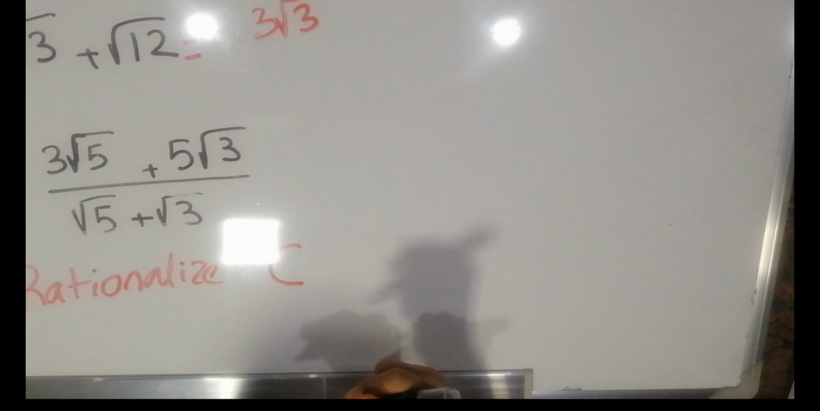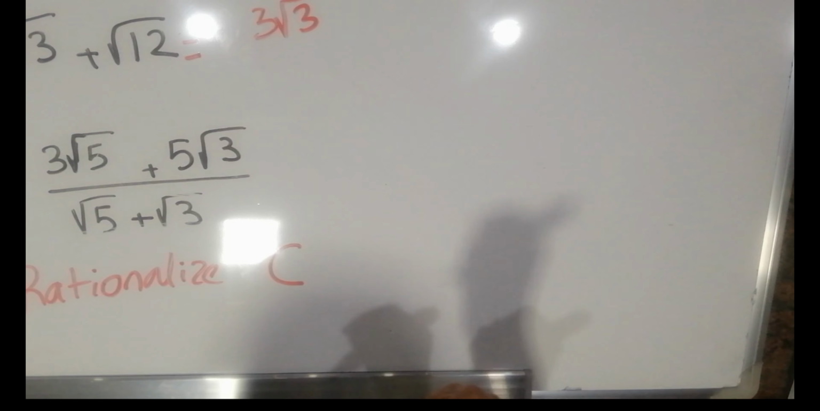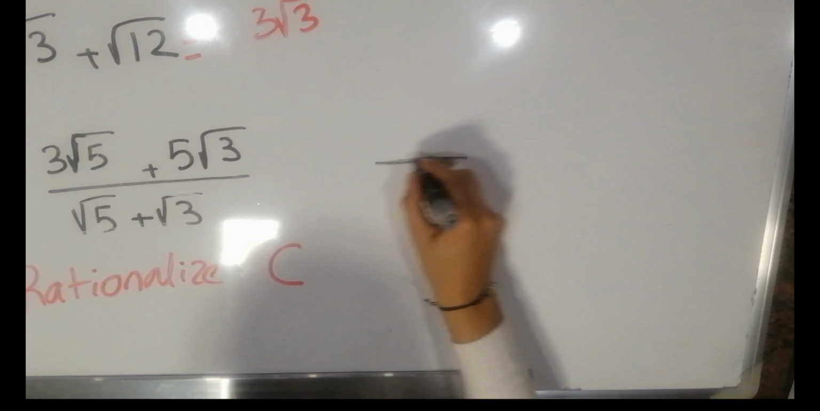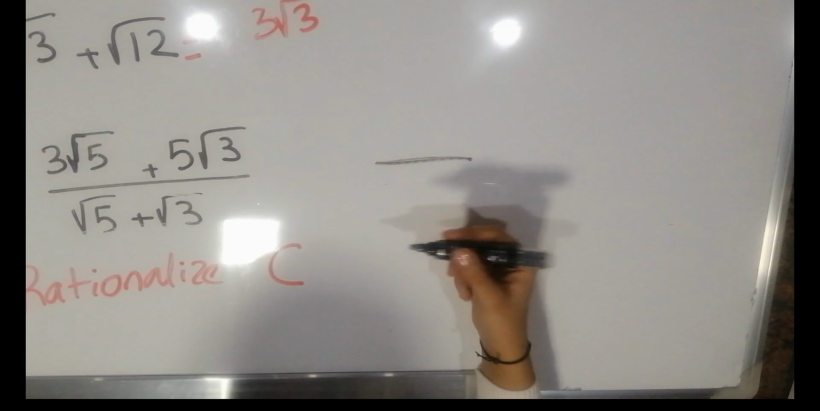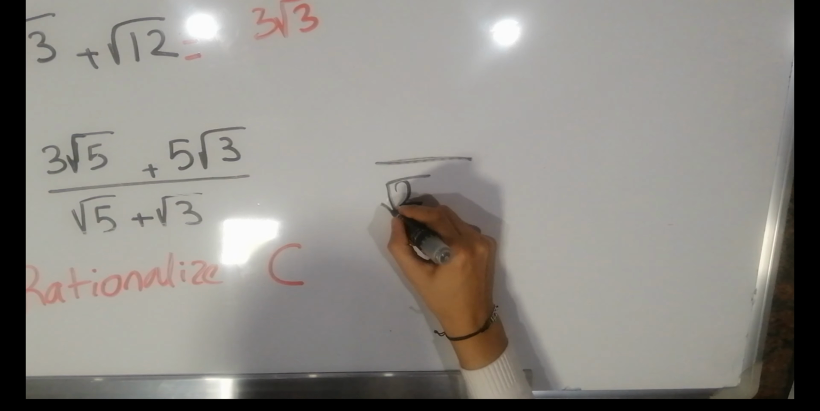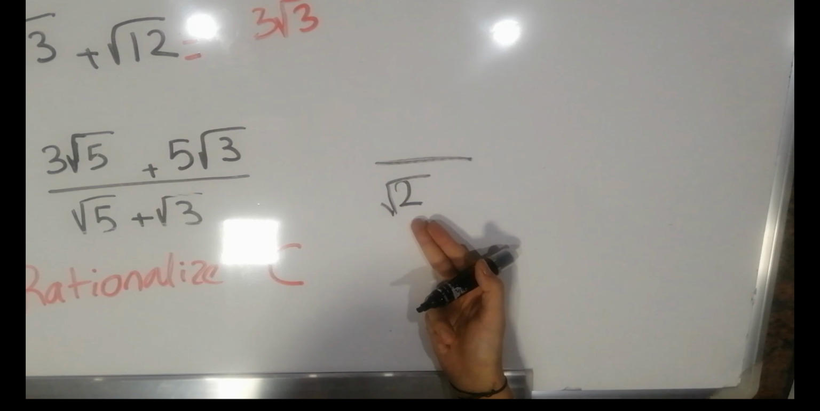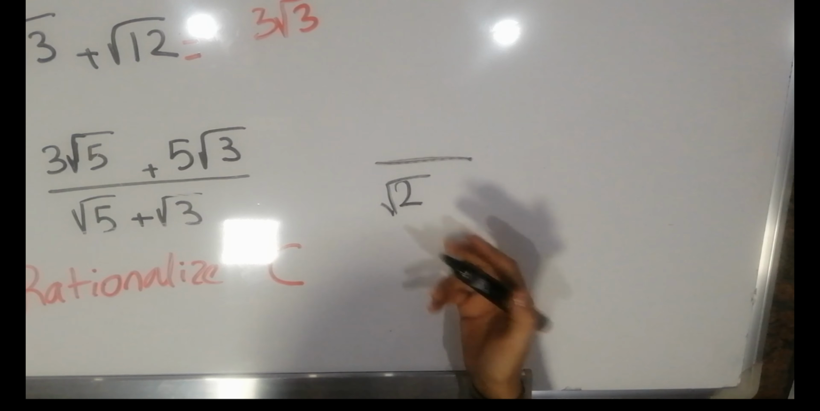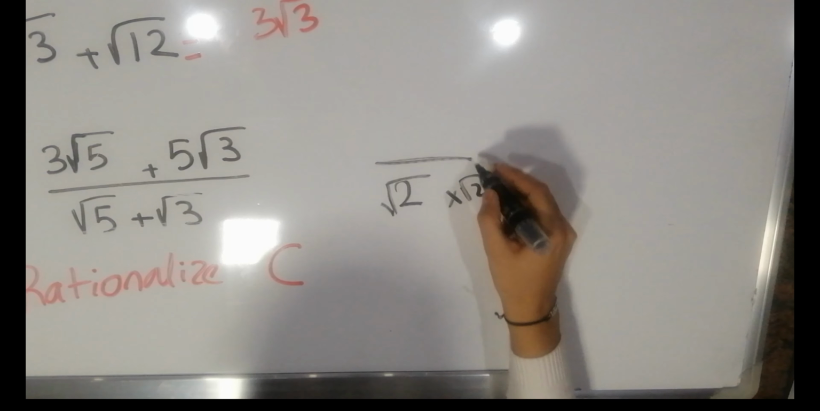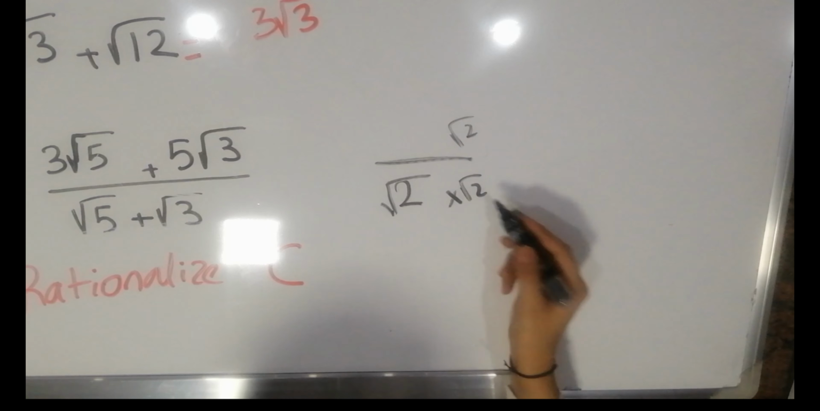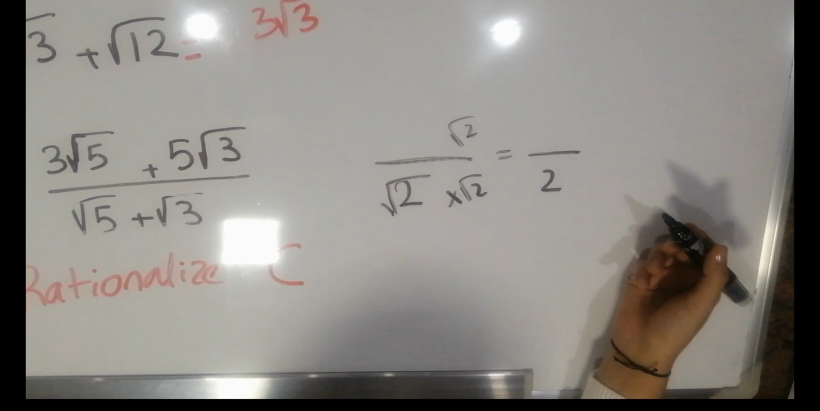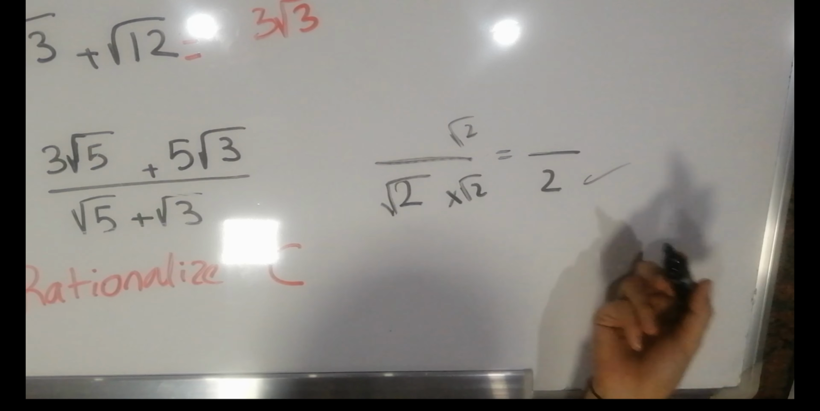And I need to refresh your memory that whenever we have in the denominator, for example, radical 2, okay? So the conjugate of radical 2, in order to get rid of the radical, we just multiply by radical 2 and radical 2. So radical 2 times radical 2 will be radical 2 squared, and then done, the radical is gone.